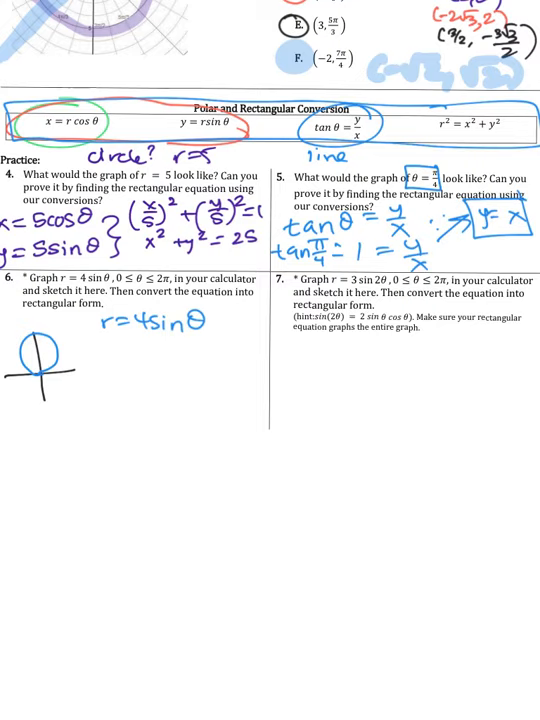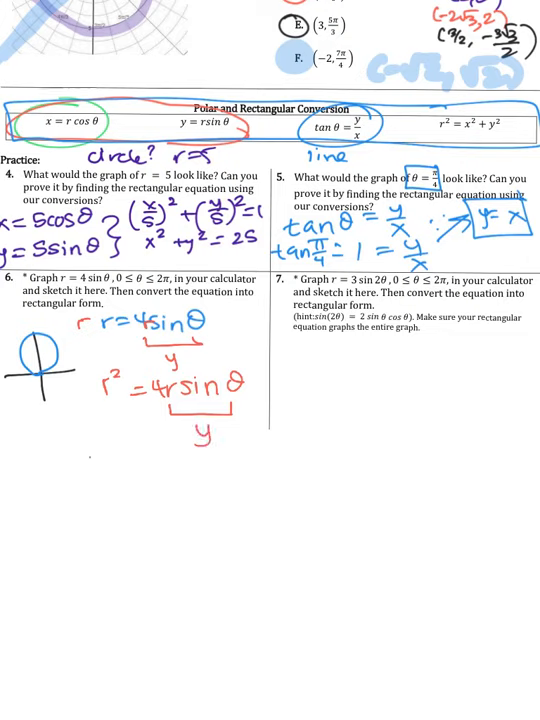All right, hopefully you have had time to pause the video and try this. My first thought is, what happens if I multiply both sides by r? And why am I thinking this? Well, if there was an r right here, then this would just be y, because y is r sine theta. So why don't I just multiply both sides by r? That would give me r squared equals 4r times sine of theta.